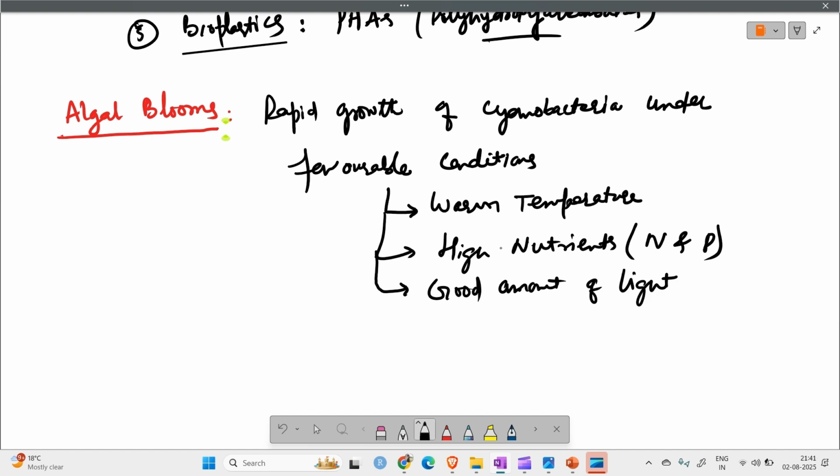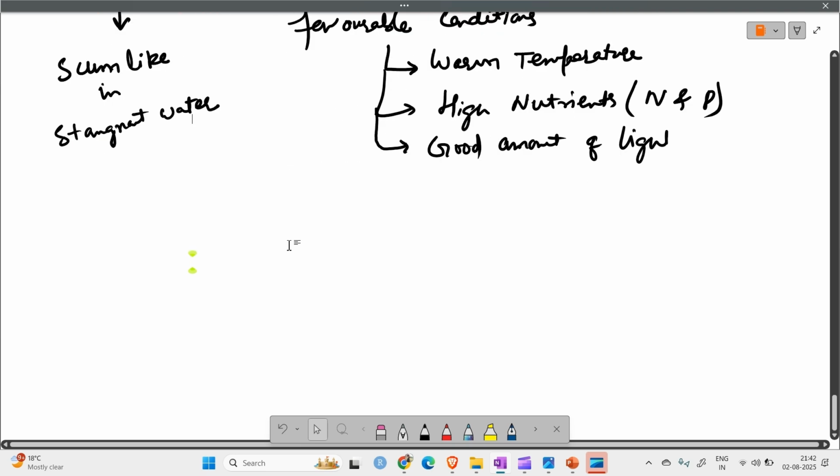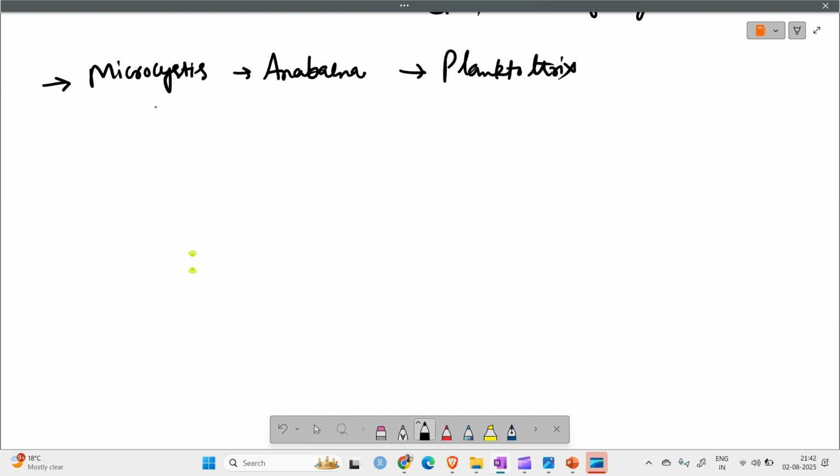So that's why these algal blooms happen in the summers and early autumn. And most of these blooms are scum-like and happen in stagnant water or slowly flowing waters. Common species in algal blooms are Microcystis, Anabaena, and Planktothrix.